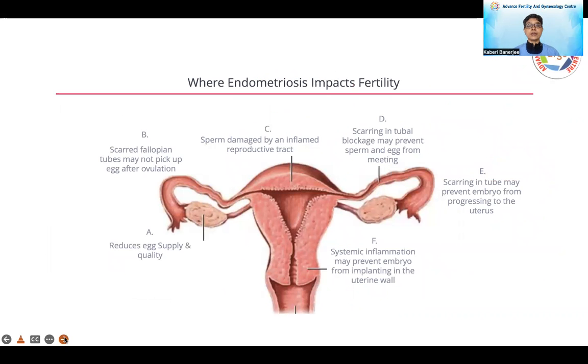So endometriosis is known to affect fertility. How does that happen? The fallopian tube, because of the retrograde blood, may get scarred. It can also reduce the egg supply and quality. It can cause inflammation, or it can cause scarring in the tube that prevents the embryo from progressing into the uterus.